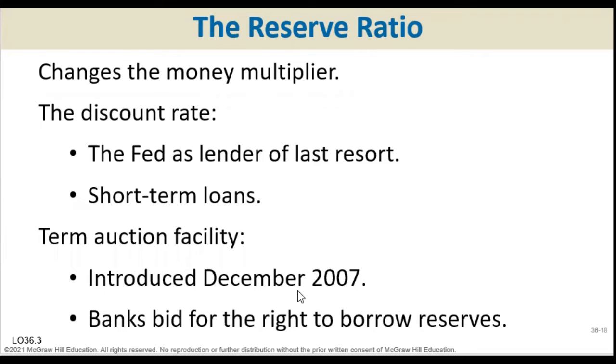As the lender of last resort, the Fed makes short-term loans to banks to cover unexpected or immediate needs for additional funds. And the rate that the Fed charges the bank is called the discount rate. When they make those short-term loans to the commercial bank, they charge them the discount rate.